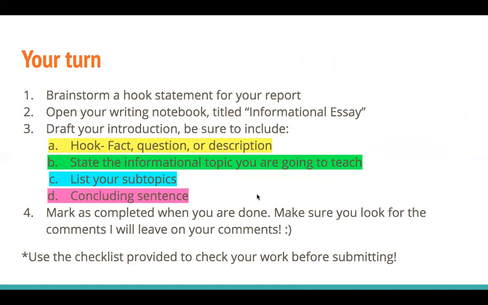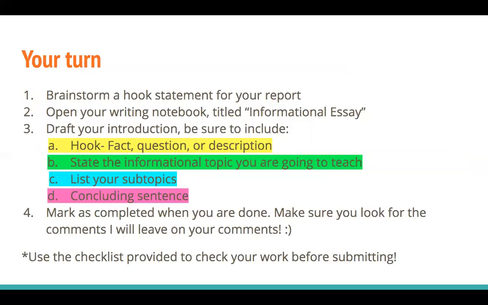All right, now it's your turn, and you're going to start by brainstorming a hook statement for your report. You may want to jot down a few ideas or think about them in your head. You may even want to share your hook with a family member and see if they can give you any advice. Next, you're going to open up your writing notebook, which is titled Informational Essay. When you go on Google Classroom, there's going to be a document that you can type in to start. That's the place where you're going to be writing your essay.